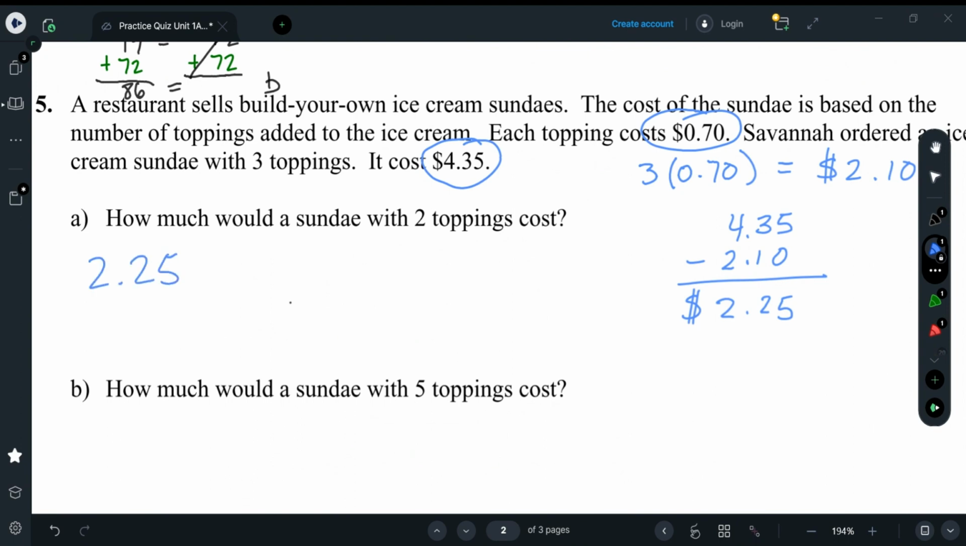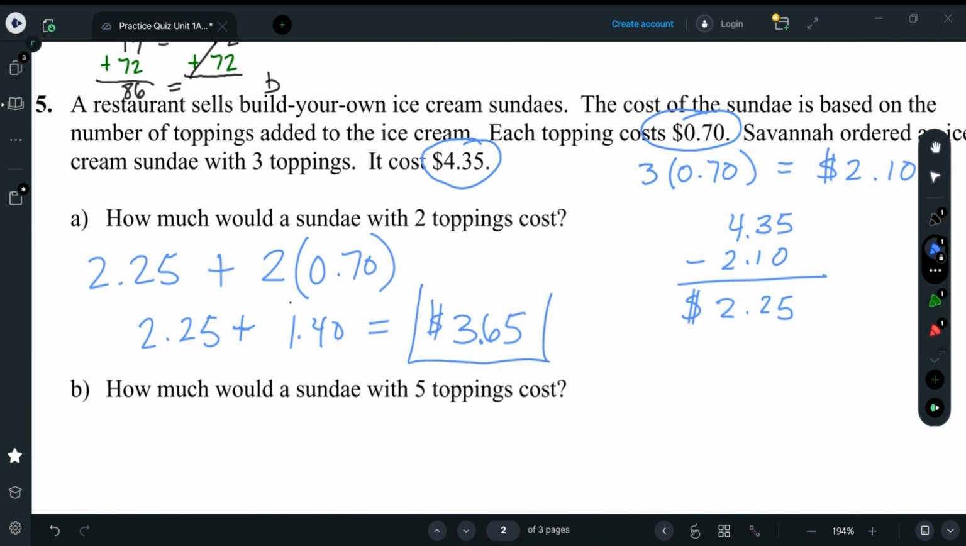we got to pay $2.25 for the ice cream. Then we're going to have to pay 2 times 70 cents. And you could plug that whole thing into your calculator if you want, or you could do it one step at a time. The first step would be multiply 2 times 0.70, and that's going to be $1.40. Add that with the 2.25, and what do we get here? $3.65. Okay, that's the price for a sundae with 2 toppings.